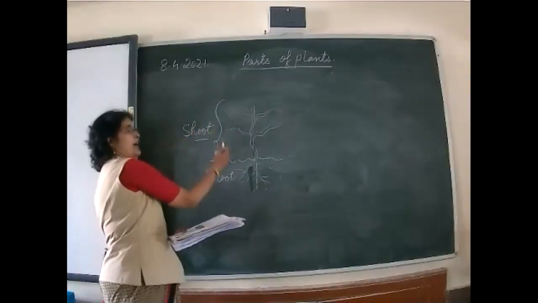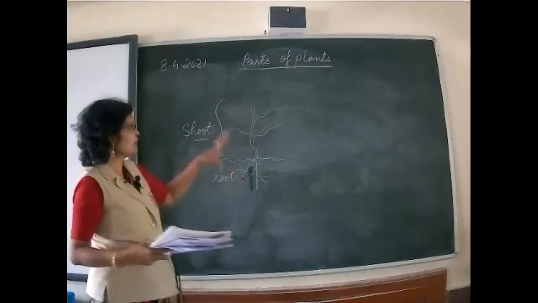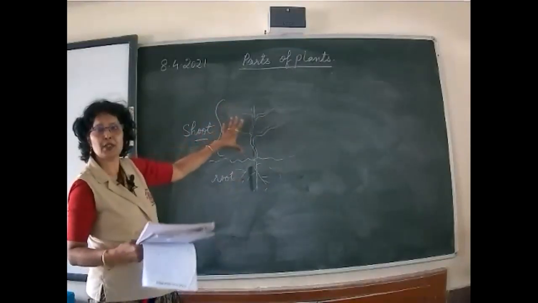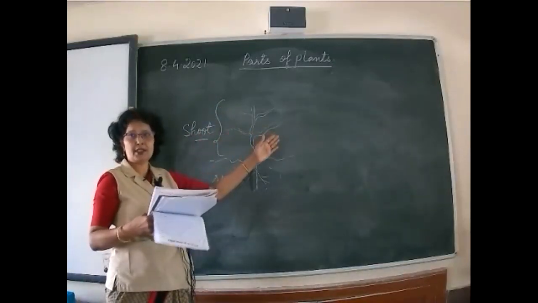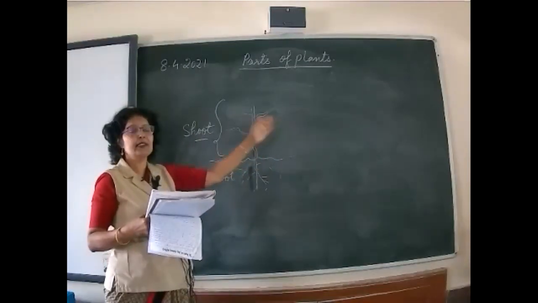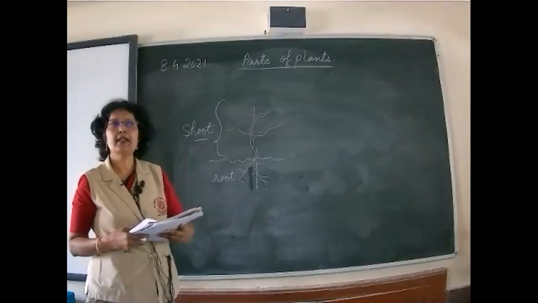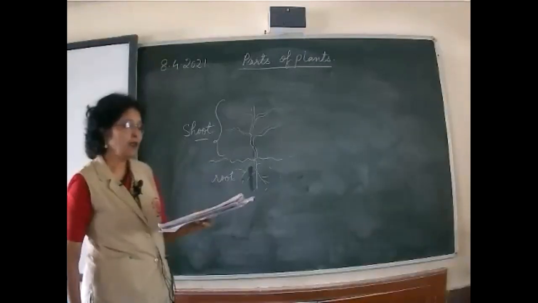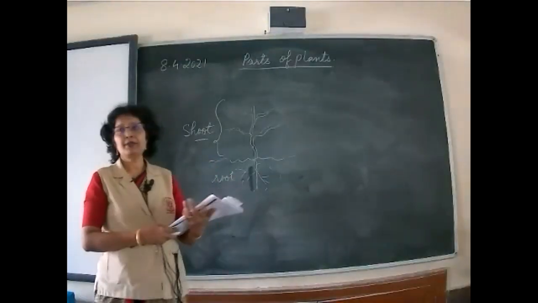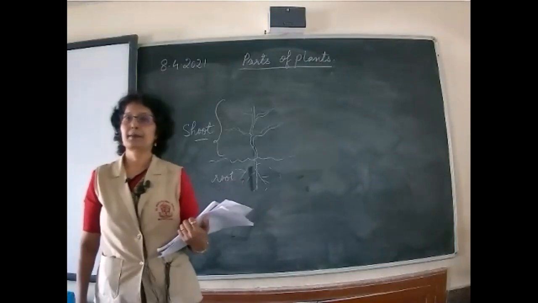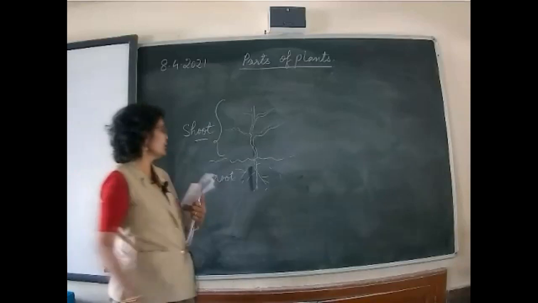All these plants, trees which you see above the ground, that part is called shoot. Function of the shoot is that it bears branches, it has got leaves, stems, and then it has got flowers, buds, and fruits. These are the two parts of the plant. Now we will do the different parts and their function.